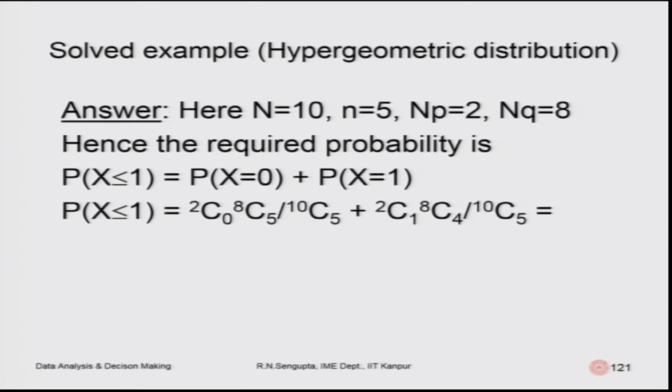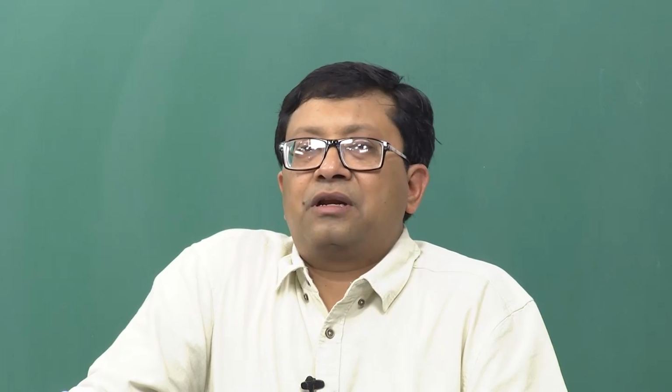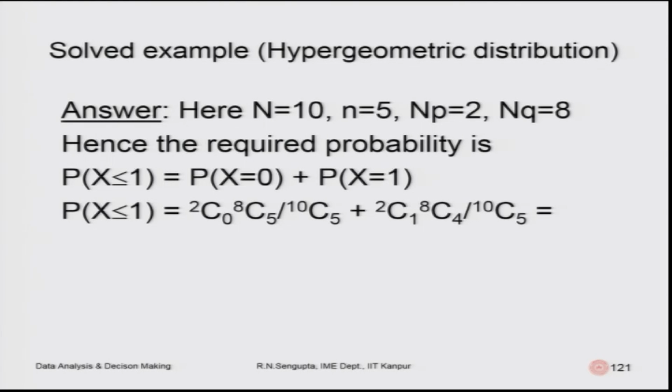So, here as per the information given, capital N is 10, small n is 5. Now, corresponding to the probabilities, you multiply this p by capital N to find out the total number of good items and the total number of bad items, or defective, non-defective, whichever way you are denoting. So, in this example, capital N into p is equal to 2, capital N into q is equal to 8.